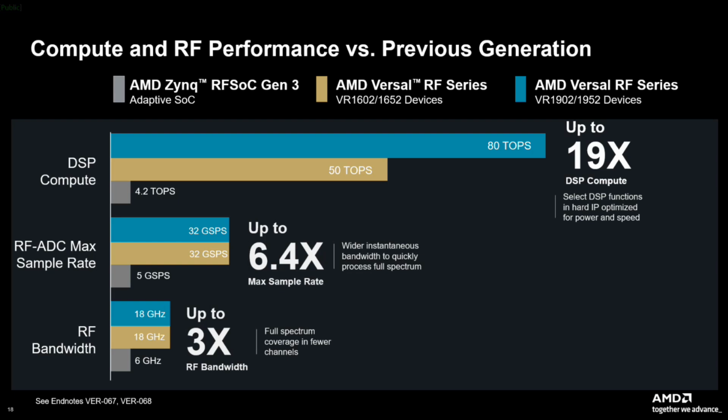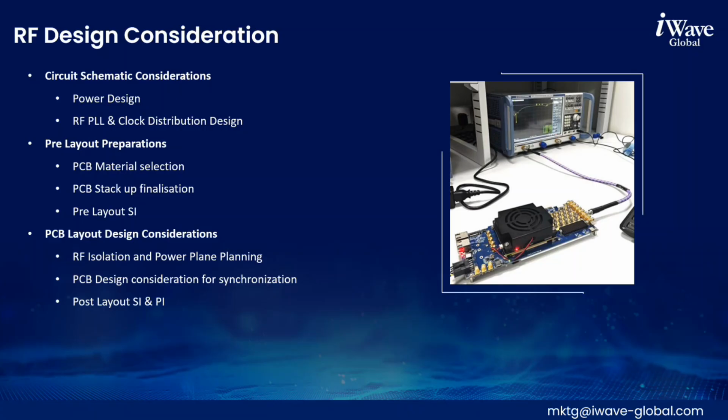Thank you, David. So there's one more question. What are the BSP options available with RFSoC from iWave? Let me take that question. By default, the standard deliverable that we provide is based on Yocto BSP. Apart from that, we also support PetaLinux BSP and the bare metal application.